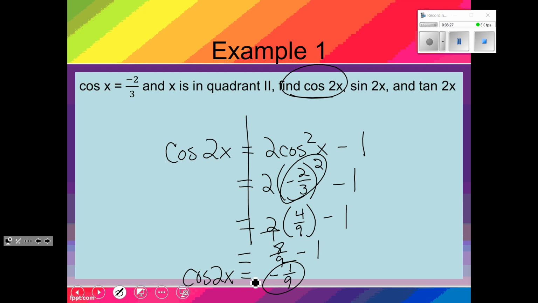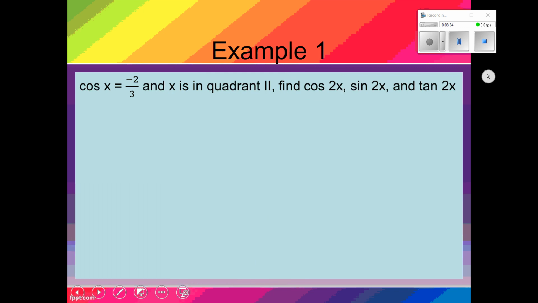So I hear this seems really easy. Yes? No, it's not harder. I mean, other than the fact that you may have to use what we learned a couple months ago and then plug in and find other things. So let's go to the sine. Let's find the sine of 2x.